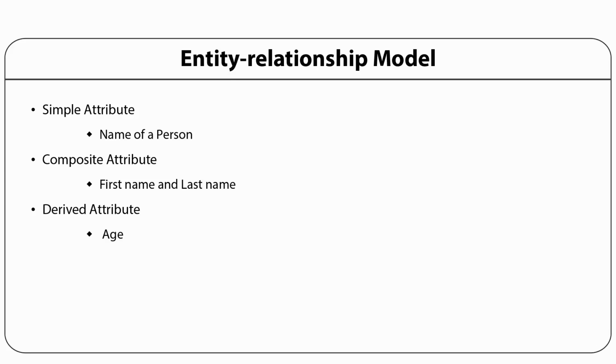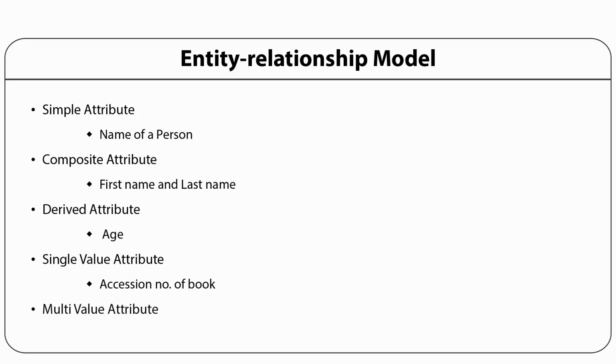Then there is another kind of attribute, which we call a single value attribute. That means the value of this attribute is unique and the same value cannot be given to any other entity in the database. The last one is the multi-value attribute. That means for one entity there is more than one value. For example, there is a book, and for this particular book there are 4 or 5 authors. So the author field is a multi-valued attribute.